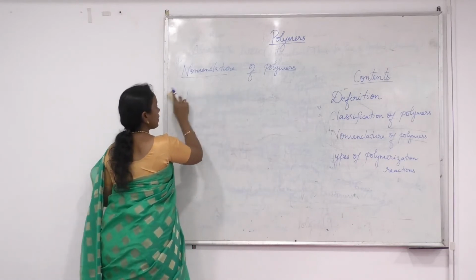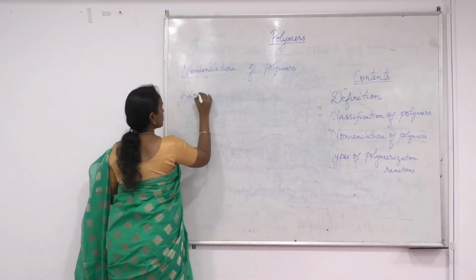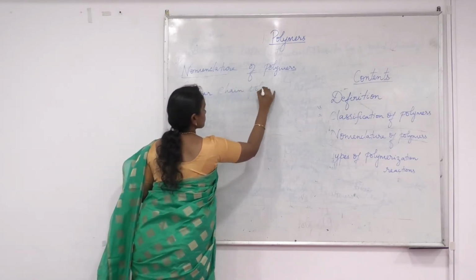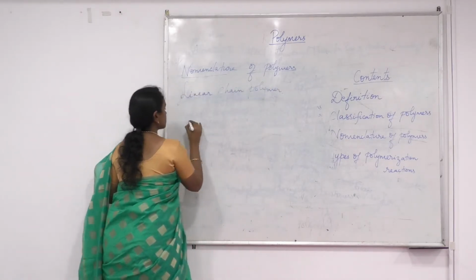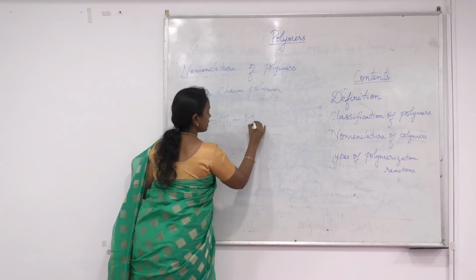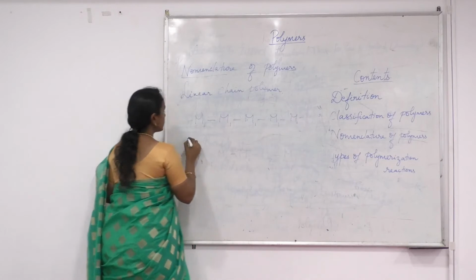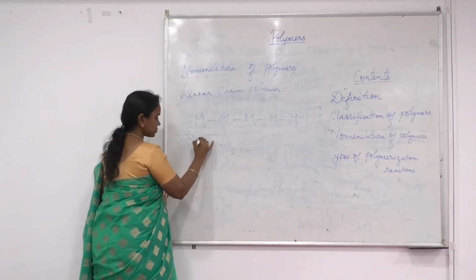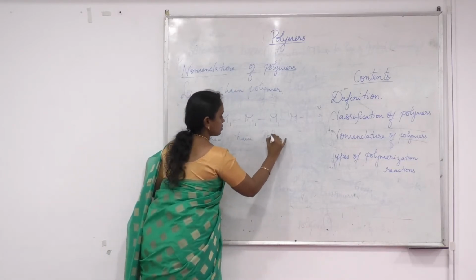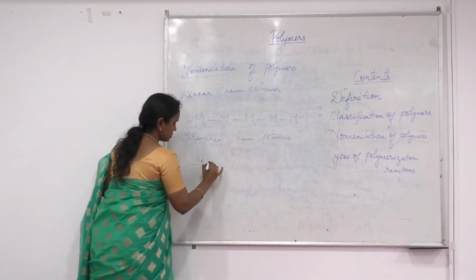what are linear chain polymers, branched polymers and cross-linked polymers. Linear chain polymer means the polymer chain is a straight chain. This is an example of a linear chain polymer. Next we have what is called a branched chain polymer. In a branched chain polymer, the structure is like this.